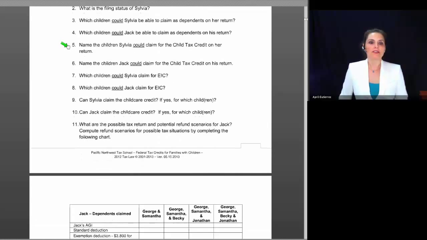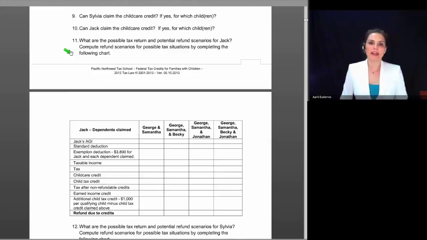Now, I would like you to name the children that Sylvia could claim for the child tax credit, and then name the children that Jack could claim for the child tax credit. Which children can Sylvia claim for EIC, and which children could Jack claim for EIC? Can Sylvia claim the child care credit, and if so, for which child or children? And can Jack claim the child care credit, and if so, for which children? Finally, what are the possible tax return and potential refund scenarios for Jack?